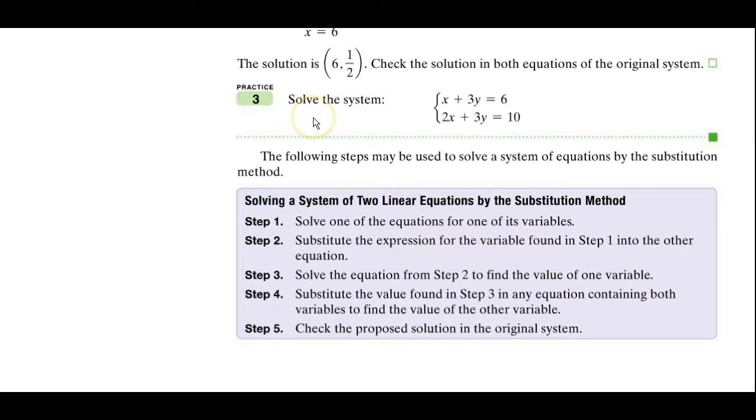So here's a little summation then of how to solve using the substitution method. Step 1 is to solve one of the equations for one of the letters, either x or y. Then you substitute that expression to replace that letter in the other equation. And then you find that one, put it back in the other, and you can read this over.